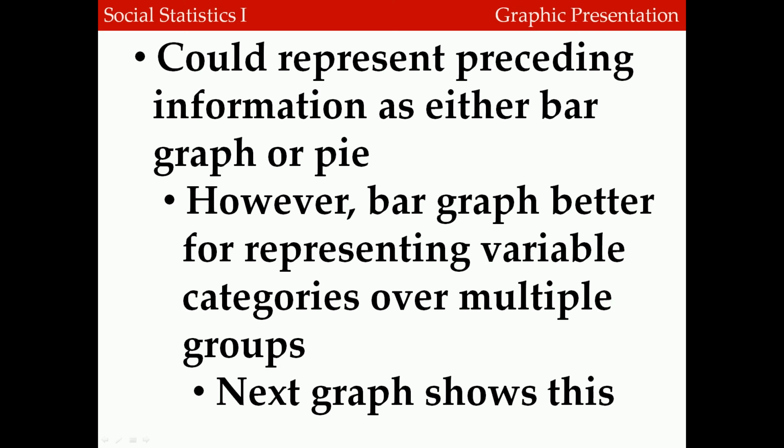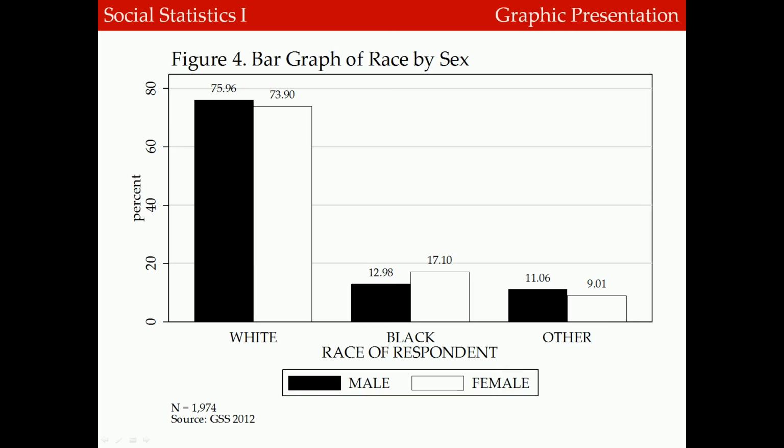Now, the preceding information could have been represented either as a bar graph or a pie chart. However, there are some cases where a bar graph is better to use than a pie chart, especially when you're using comparisons over multiple groups. The next graph shows a bar graph of race by sex. Notice that this information couldn't as easily be shown in a pie chart. In fact, you'd have to use two pie charts.